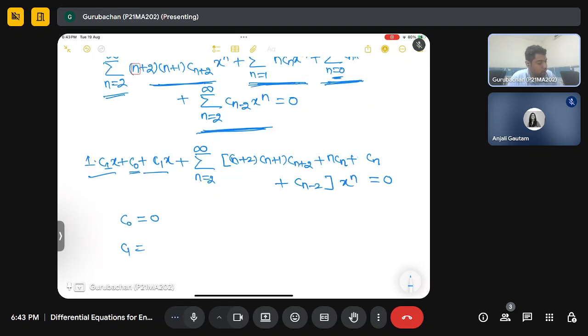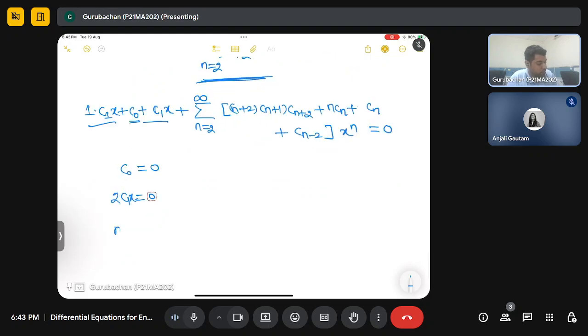So C1 will be again, this is 2 C1 x, this will be 0. And another relation is (n plus 2)(n plus 1) C_(n+2) plus (n plus 1) Cn plus C_(n-2), this will be 0. So this is our recurrence relation. From this recurrence relation, first of all verify this, then we will find out our power series in terms of this Cn. So try this.